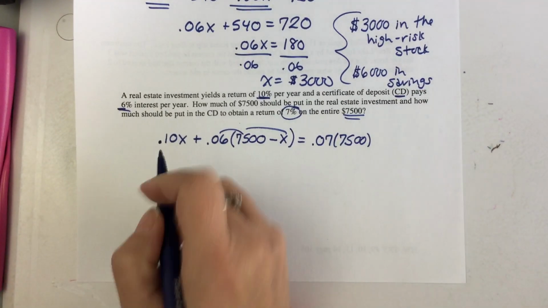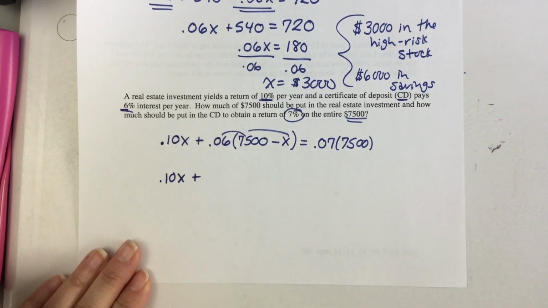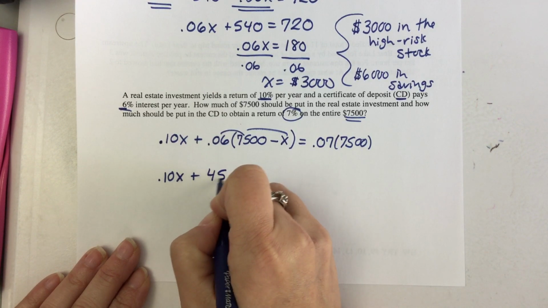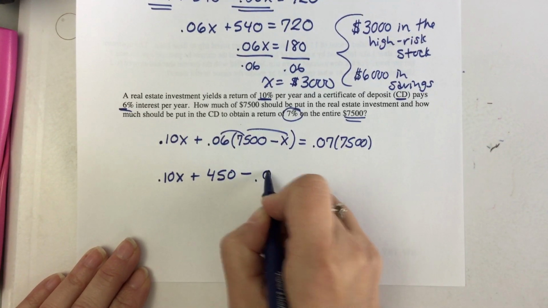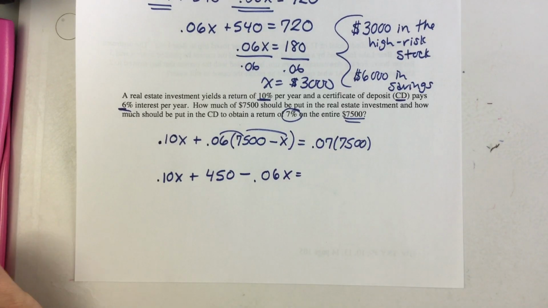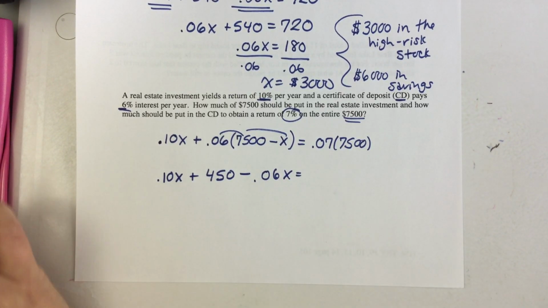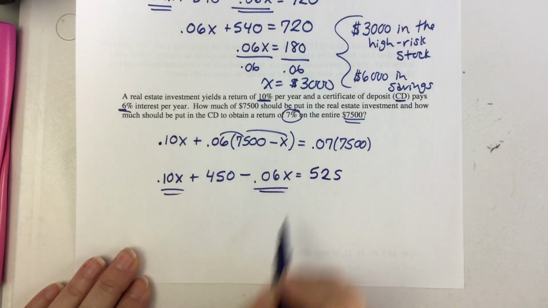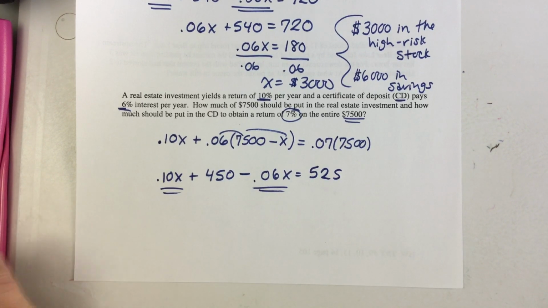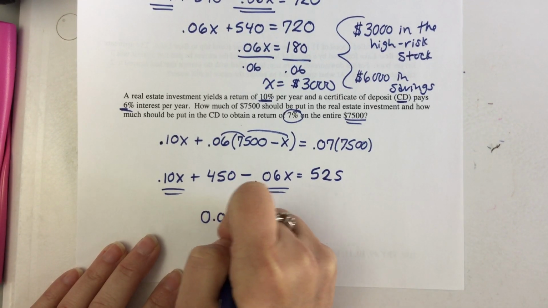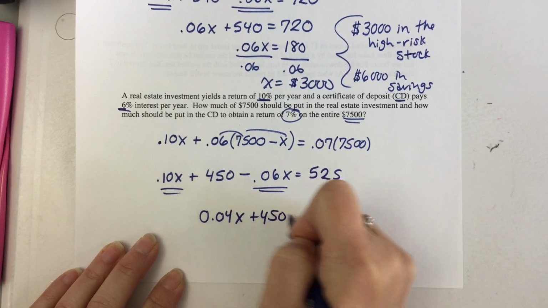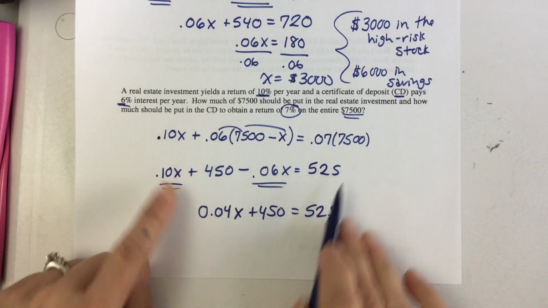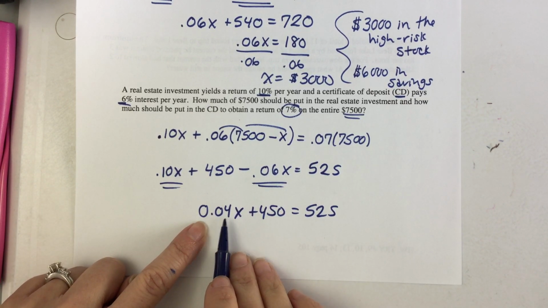Step 1, go ahead and distribute. So it's 0.10x plus 0.06 times 7,500, that's 450, minus 0.06x equals 7%, 0.07 times your 7,500 is 525. If I combine my like terms, 0.10 minus 0.06 is 0.04x plus 450 equals 525. All I did from this step to this step is combine my like terms. Everything else stayed the same.